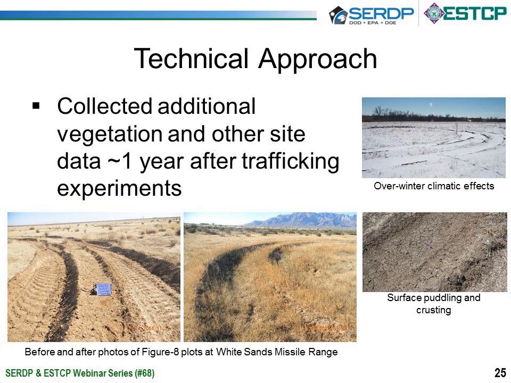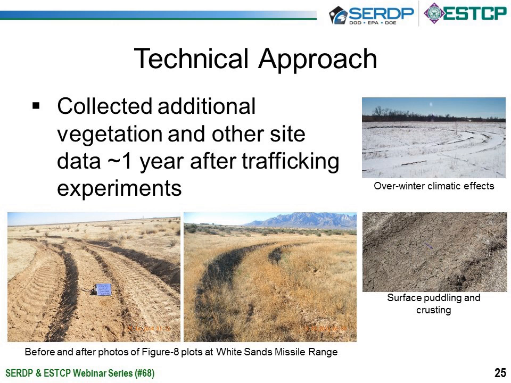In addition to the original trafficking experiments, we also attempted to evaluate the short-term response to trafficking. We did so by collecting additional vegetation and soil data approximately 1 year after the trafficking experiments were conducted. This time frame was selected to allow at least a year of natural climatic overwintering processes such as freeze-thaw, freeze-dry, snowing, etc., as well as natural wet and dry cycles due to precipitation to occur and impact the original after-trafficking site conditions.